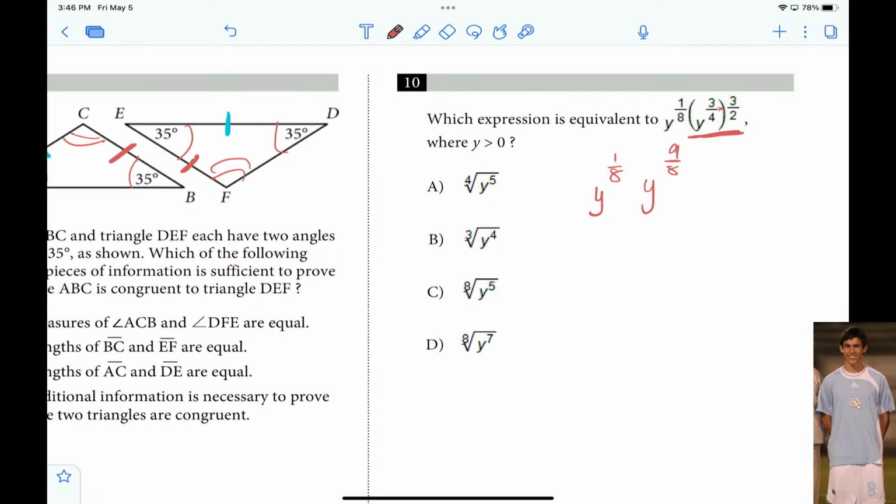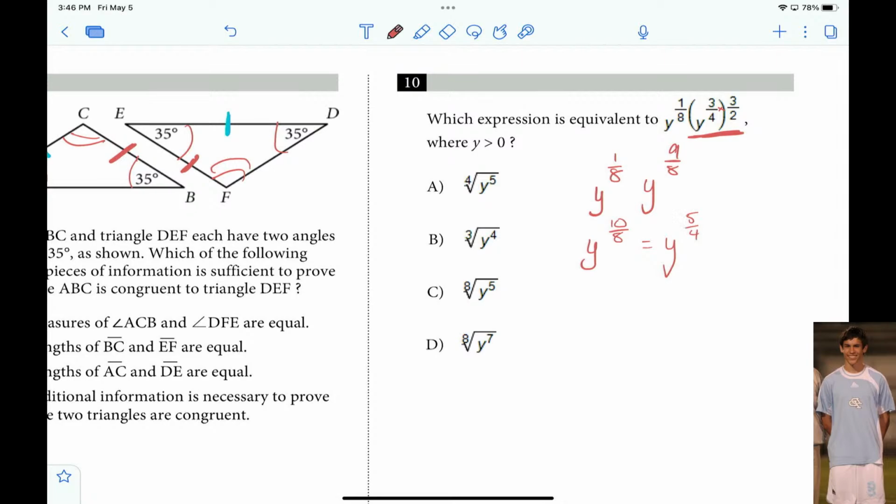And now I would notice that we're multiplying things with the same base. If we're ever multiplying things with the same base, we add the exponents. So this is just going to be y to the 10 over 8. And then we can simplify this fraction. I would notice that none of the answers have a 10 in it, so that exponent can simplify to 5 over 4.